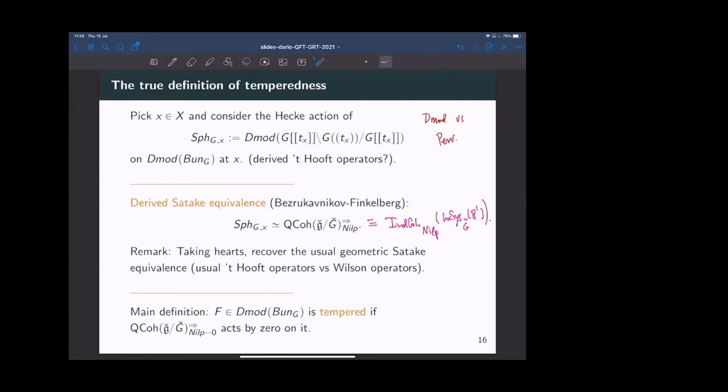And now I'm ready for the main definition of tempered in geometric Langlands. So using these two ingredients, it says that an object is tempered if the part of this category that lives over the punctual nilpotent cone, so the nilpotent cone minus 0, acts trivially. So what is this category here?